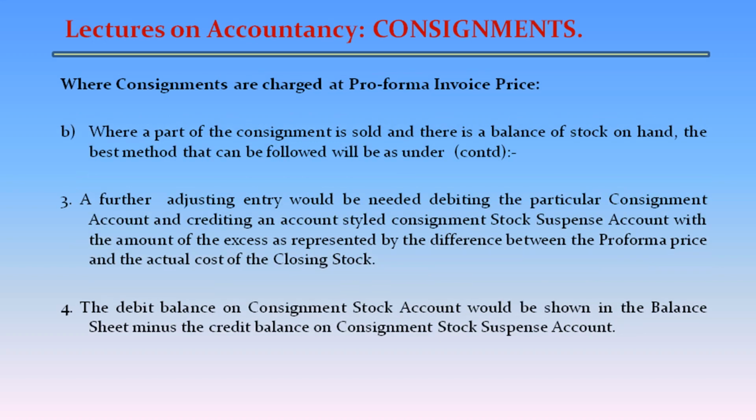3. A further adjusting entry would be needed, debiting the particular consignment account and crediting an account styled consignment stock suspense account with the amount of the excess as represented by the difference between the pro forma price and the actual cost of the closing stock. The debit balance on the consignment stock account would be shown in the balance sheet minus the credit balance on the consignment stock suspense account.